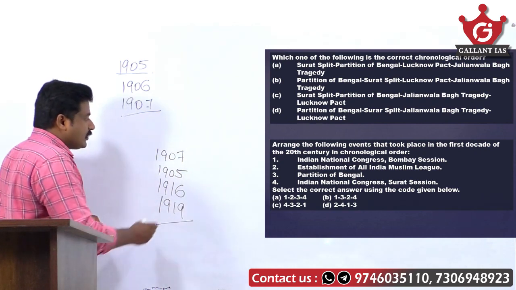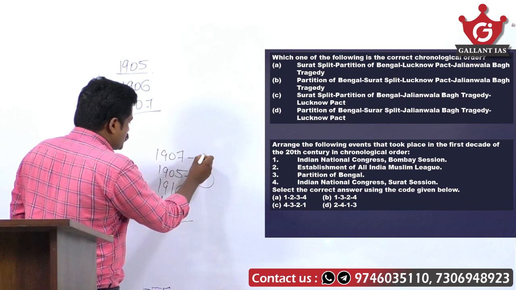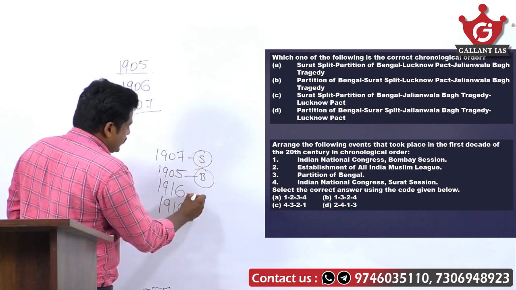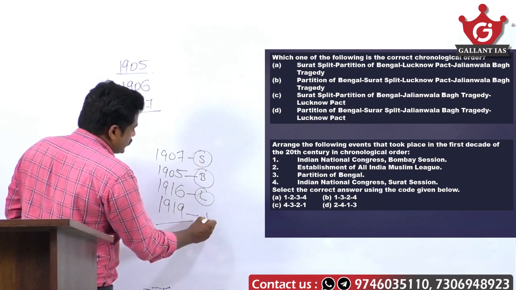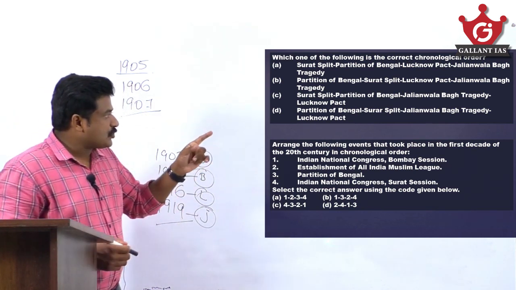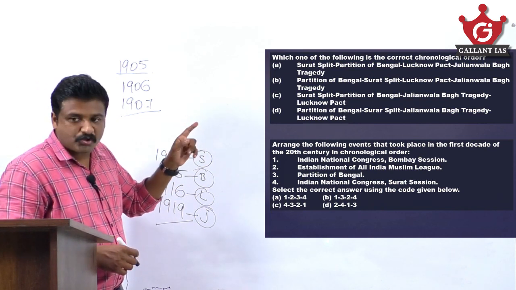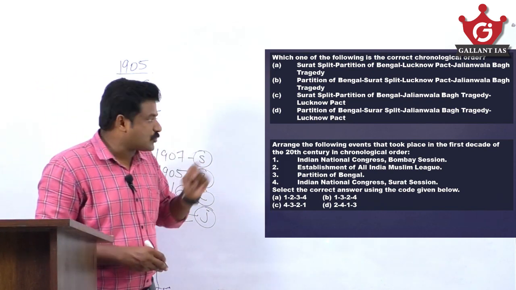So that way, what comes first is the Bengal partition, second is the Surat split, third is the Lucknow Pact, and fourth is the Jallianwala Bagh massacre. So the partition of Bengal, Surat split, Lucknow Pact, and Jallianwala Bagh tragedy is your answer. This is the way UPSC asks questions.